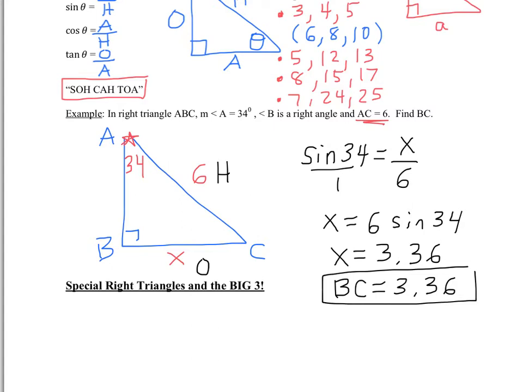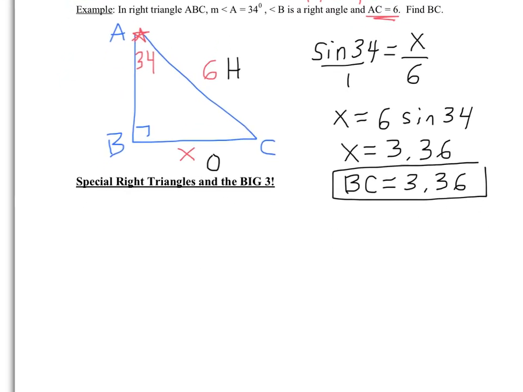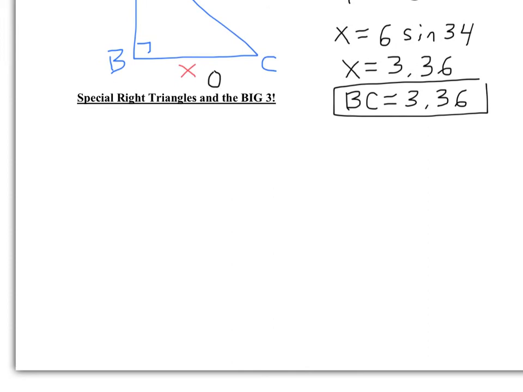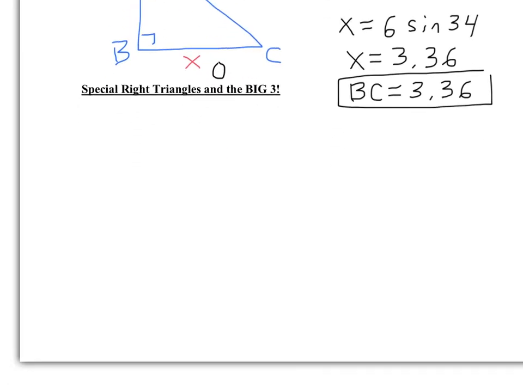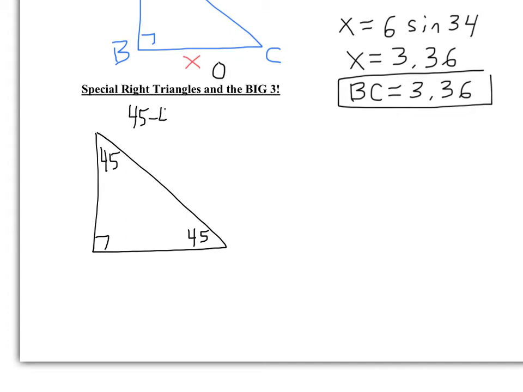Okay, so that's a quick review of trig. Now, a big topic here is special right triangles. So if we were to look at a special right triangle of 45, 45, 90. This is our first of two special right triangles. Alright, so this is the 45, 45, 90 special right triangle.